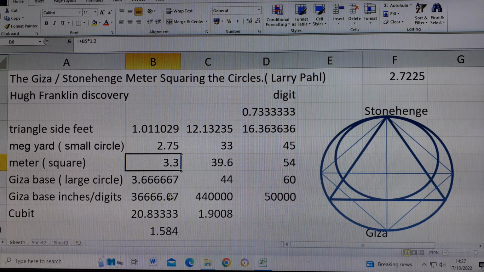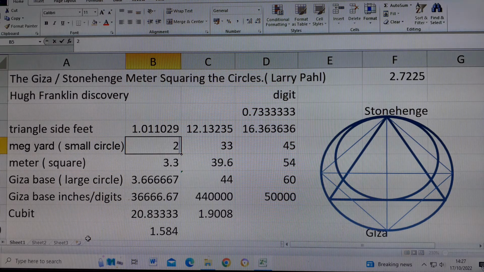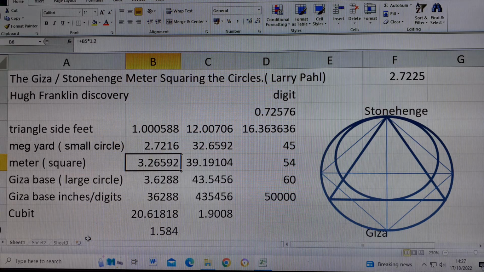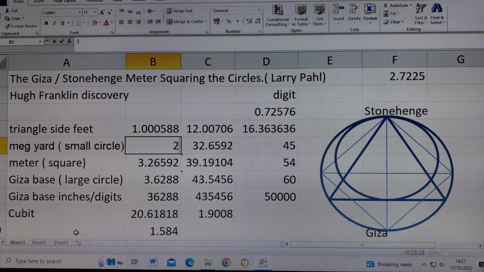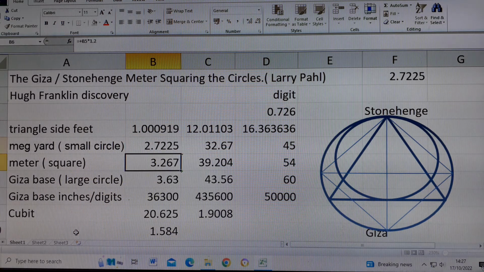We can see that the megalithic yard can be anything we want to put in there. So I'm going to put 2.7216. And we see immediately that we get the Giza base here of 36288 and the Cubit, which is what we're expecting, John Neal's Cubit. So we can change this now to get Berryman's Cubit here, 20.625. We just put 2.7225 in there. And there we have it, very nice and neat.